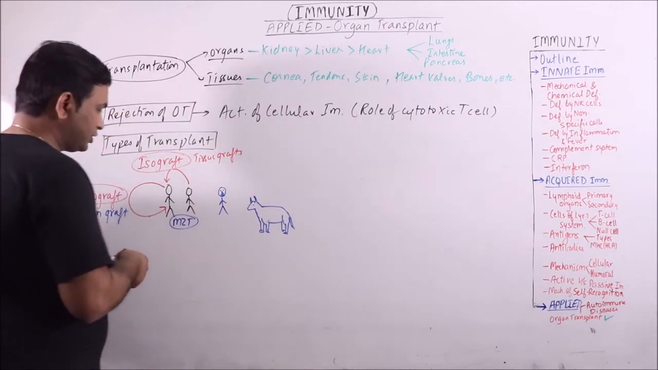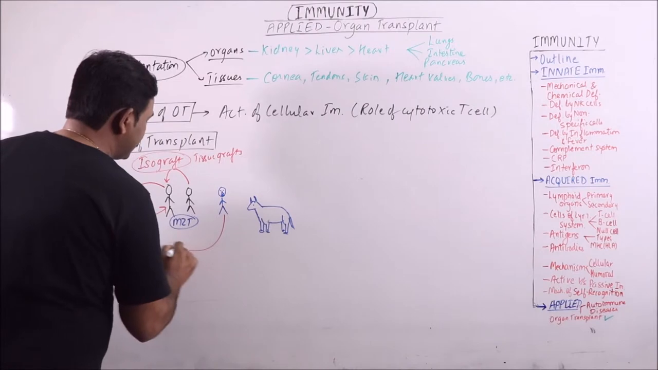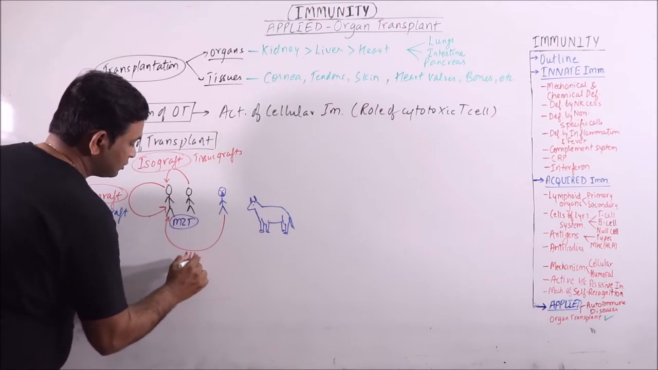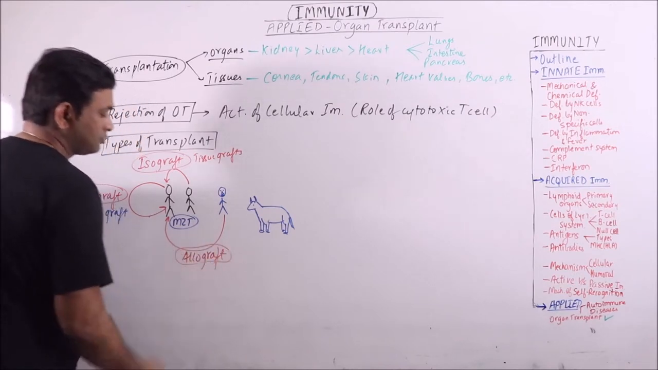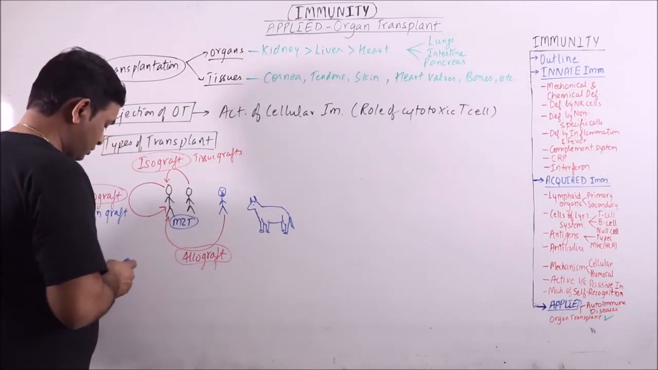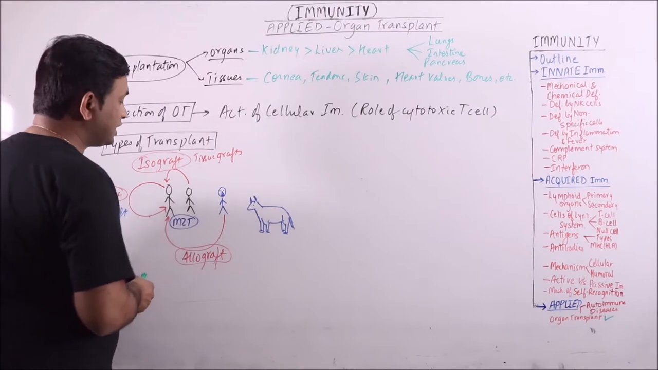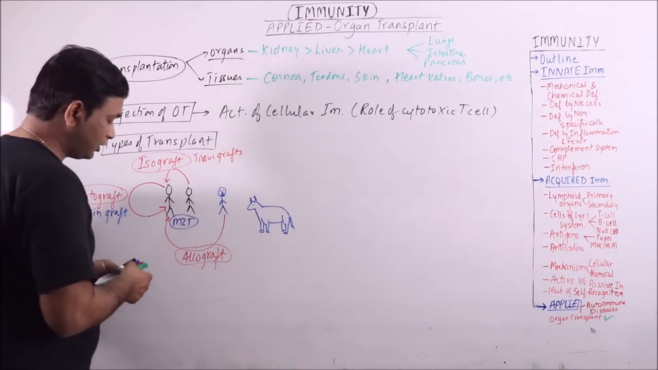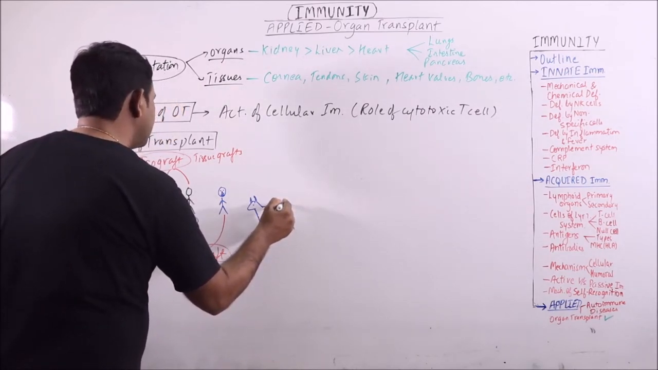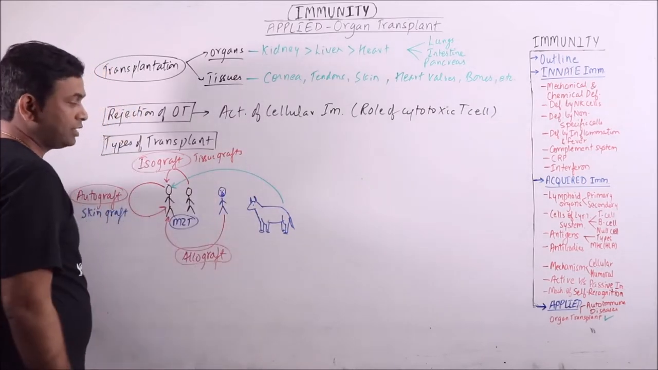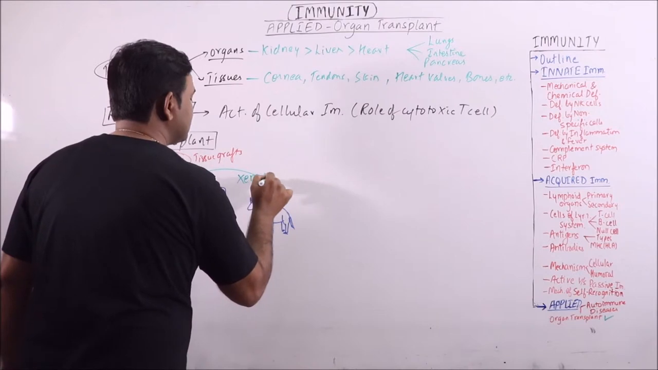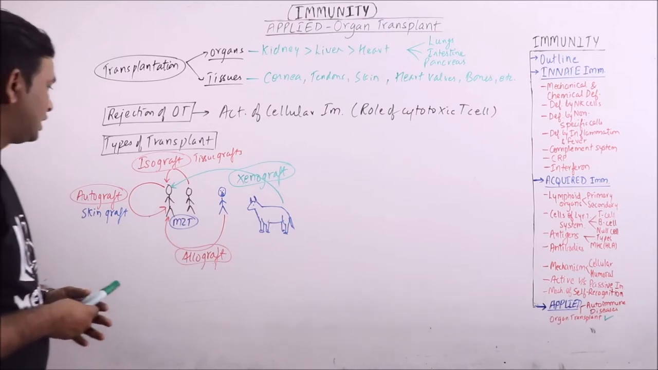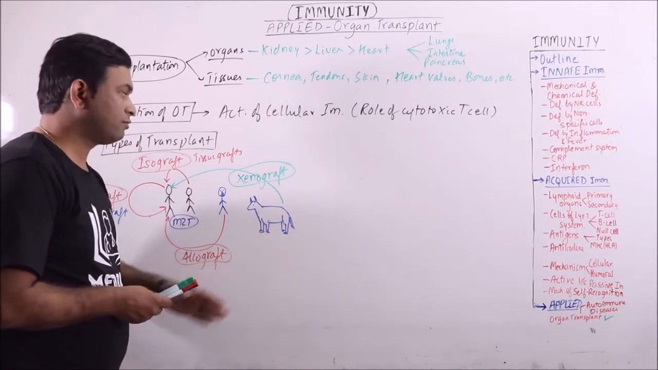If the transplanted organ is taken from genetically different individual but of same species, it is termed as allograft, whose success totally depends upon the matching of HLA antigens between these two individuals. If close relatives are there, then the chances of rejection will be reduced. And if the transplantation is done from different species, it is known as xenograft. So these are the various types of grafts, and the chances of failure are very high in allograft and xenografts.